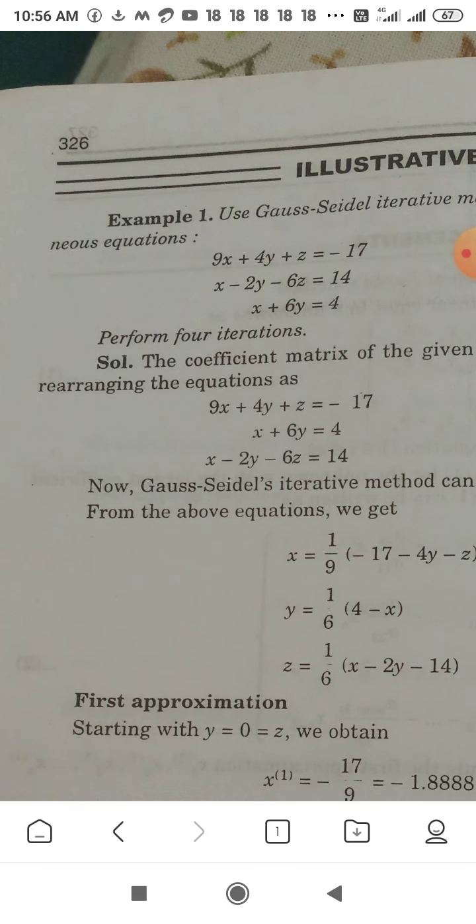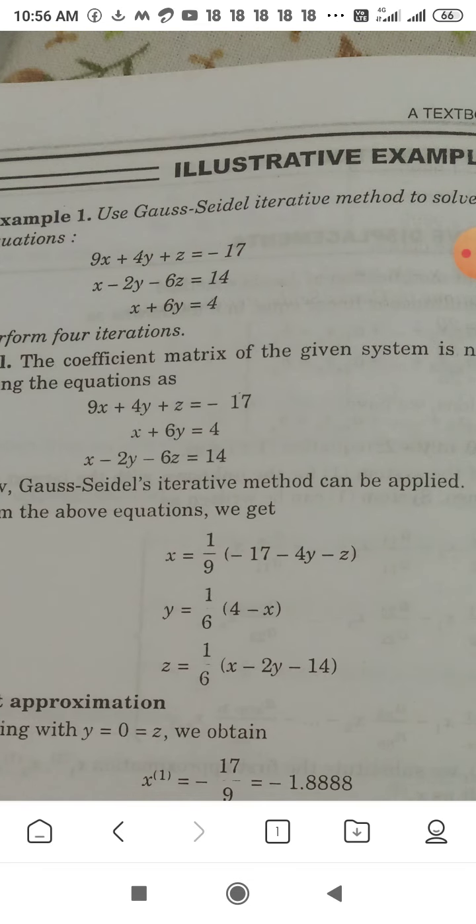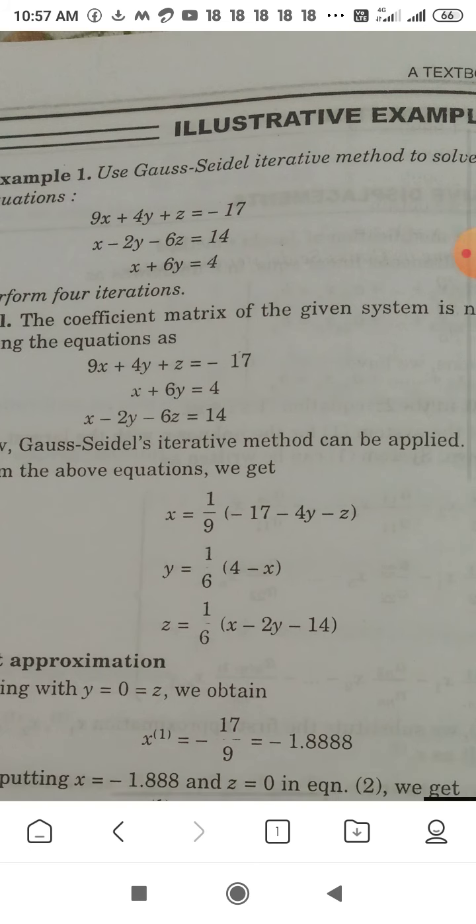With the first equation we find only x and keep x on the left hand side, and the other terms are transferred to the right hand side, so x is equal to 1 upon 9 bracket minus 17 minus 4y minus z bracket closed. Similarly in the second equation, y will be 1 by 6 bracket 4 minus x, and z will be 1 by 6 bracket x minus 2y minus 14.